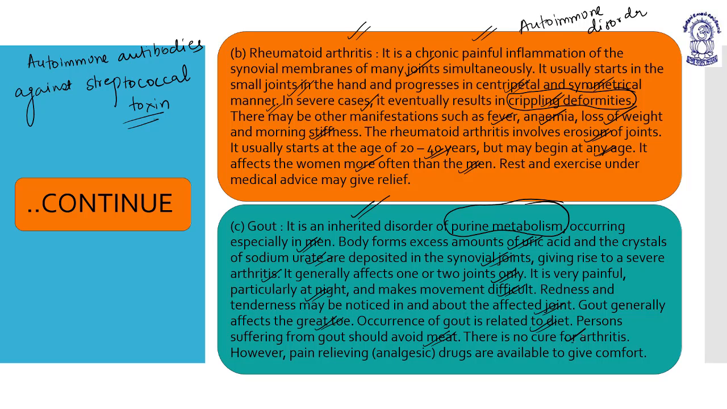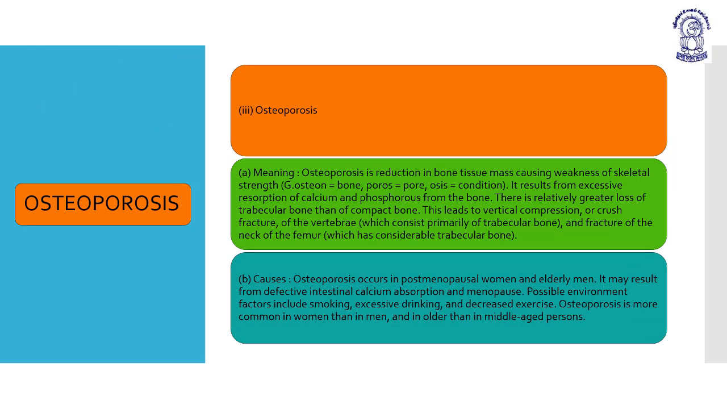There is no cure for arthritis. However, pain relieving drugs, analgesics or painkillers, are available to give comfort. So this is gouty arthritis, because of high levels of uric acid, because of a disorder of purine metabolism.